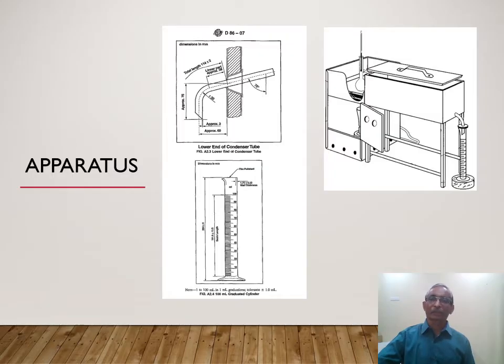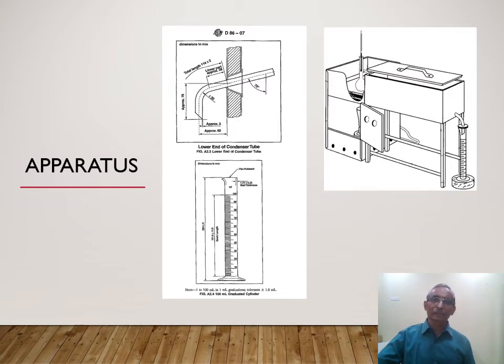This is the setup of the ASTM, American Standard Testing Material. Generally we use this whenever we get samples from outsiders, or maybe from a petrol pump. This particular ASTM distillation apparatus we generally use for pure products. It consists of a flask and this is the condenser unit.